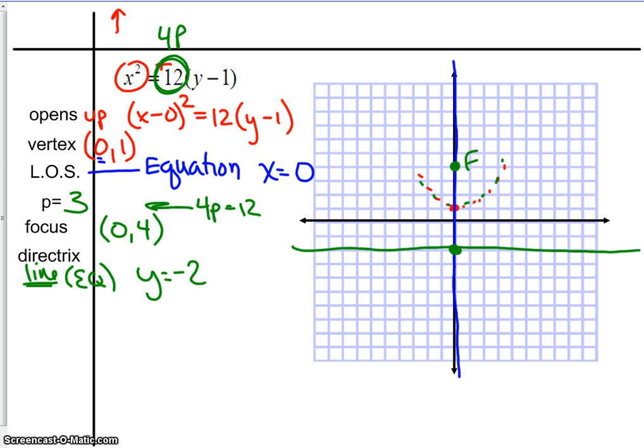Now I just need to finish my graph, and that's where that idea of 4p being this segment that goes through my focus comes in. So what I'm going to do is take that 12, cut it in half, and go 1, 2, 3, 4, 5, 6 to the right, 1, 2, 3, 4, 5, 6 left. And now I've got a couple more points to help me graph my parabola.